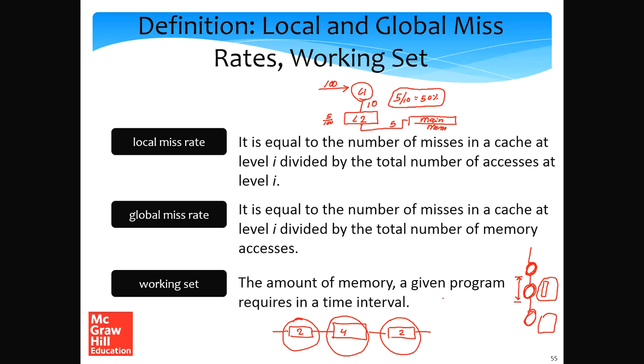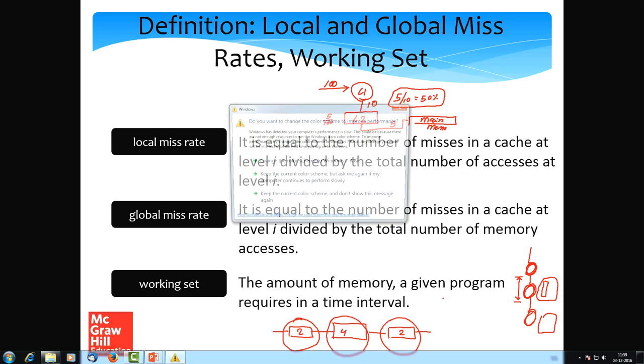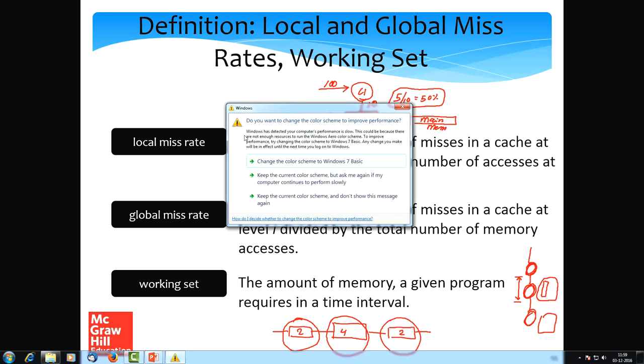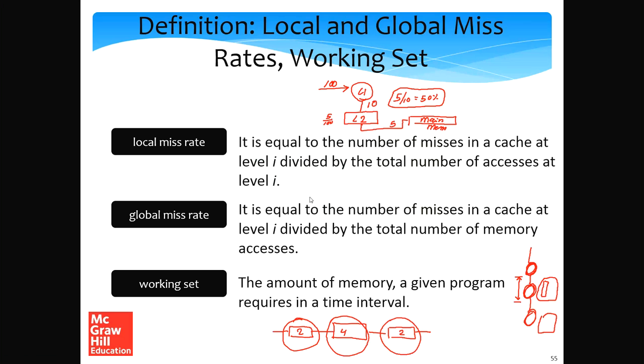Essentially, this is again an approximate definition, there's nothing formal about it, but roughly in a small time interval in the execution of the program, the amount of memory that is accessed is called the working set. So what we want is for the working set to fit in the caches such that most of the data that a program would require would be available in the caches.